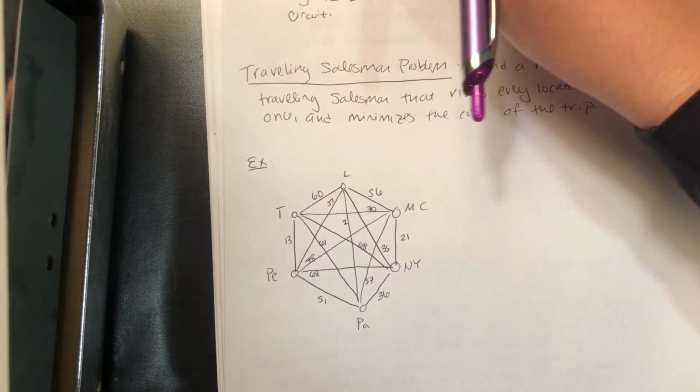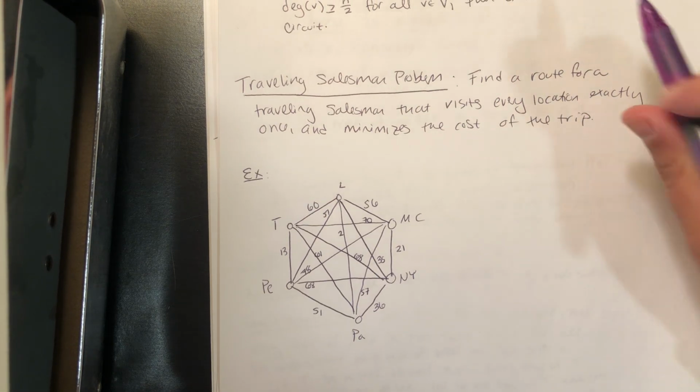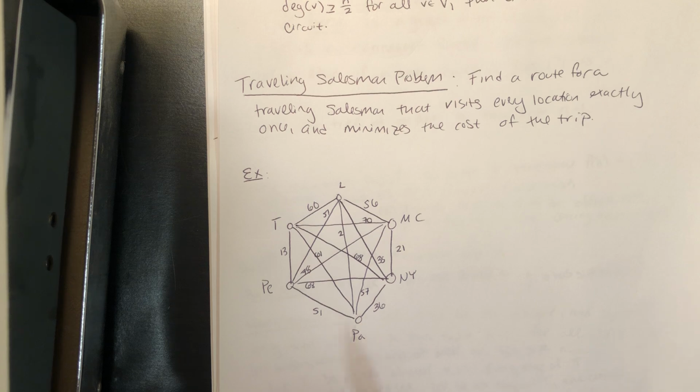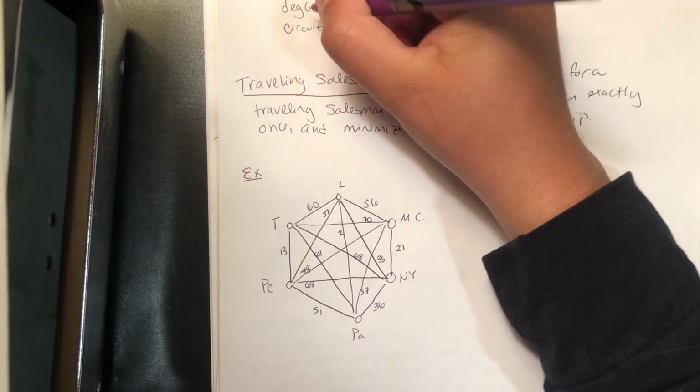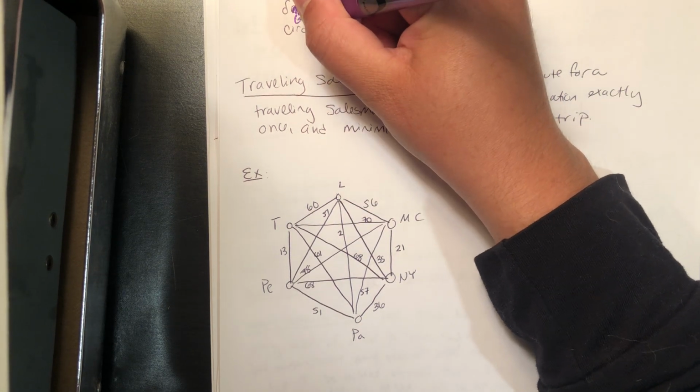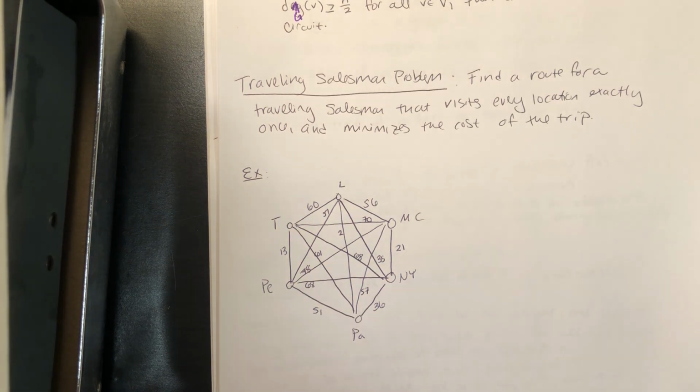Now, a nice corollary to this is if G is a simple graph of order n, and if the degree of every vertex of the graph is at least n over 2, greater than or equal to n over 2, then G has to have a Hamiltonian circuit, and that follows easily from the last theorem.